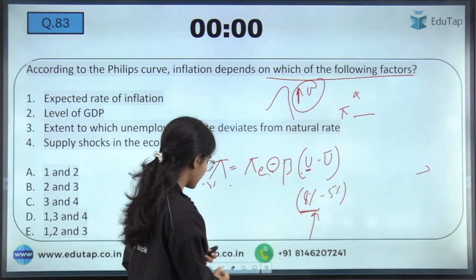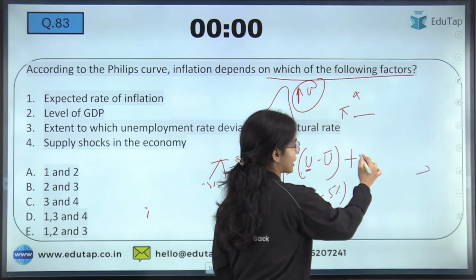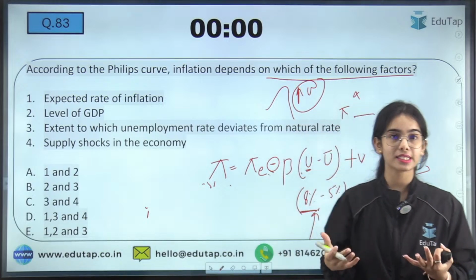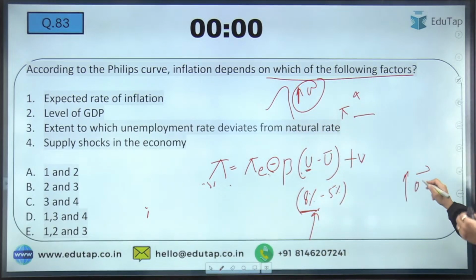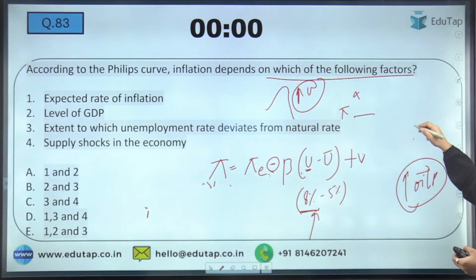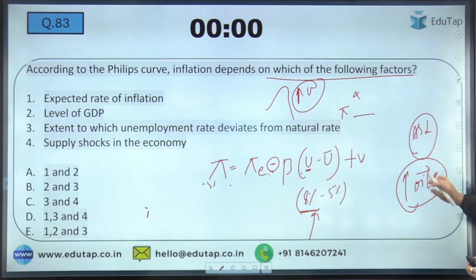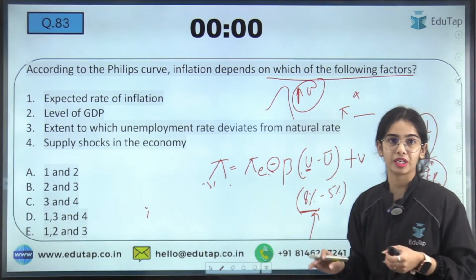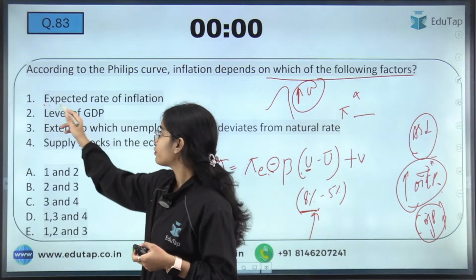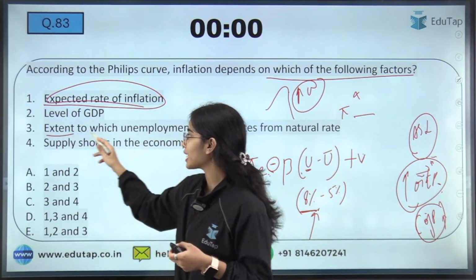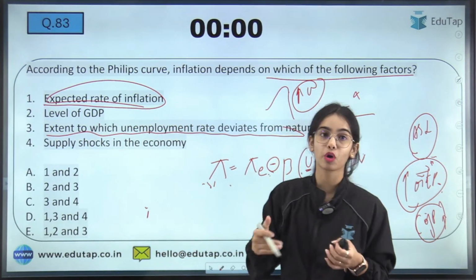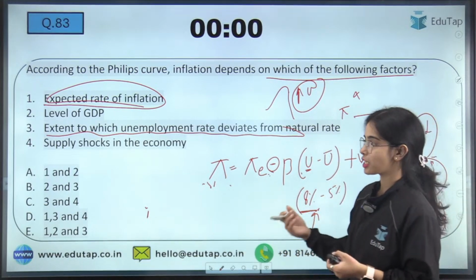Let's say that oil prices have increased. With the increase in oil prices, the cost of production increases and the aggregate supply decreases, and inflation comes in the economy. So inflation depends upon the expected rate of inflation, the extent to which the unemployment rate deviates from the natural rate of unemployment, and supply shock in the economy.